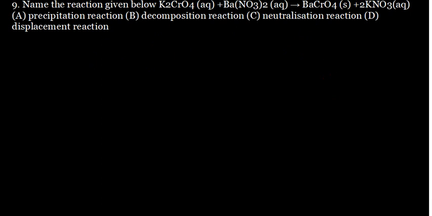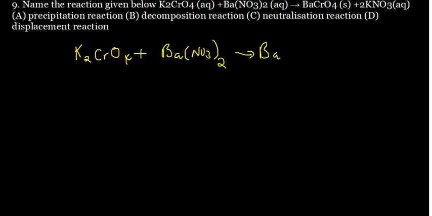Question number 9. Name the reaction given below. We have potassium dichromate reacted with barium nitrate, and this is going into barium dichromate plus 2 potassium nitrate. Okay, here is the reaction. So what kind of reaction is this?